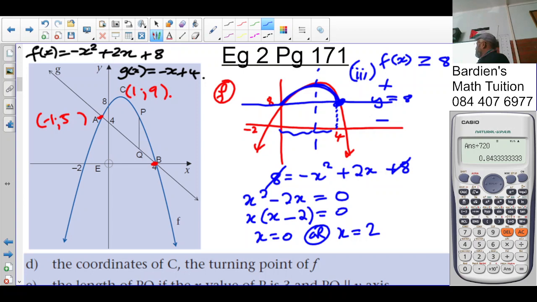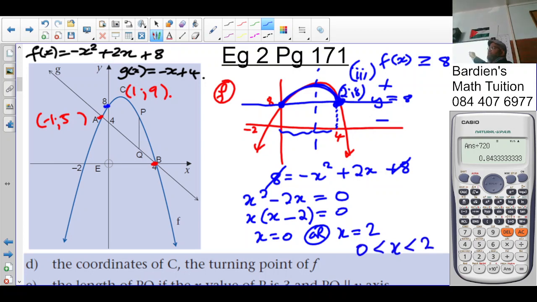Why are there 2 values? There's 2 points of intersection, and 2 points where it's equal to 8. (0; 8) and (2; 8). Can you see that? So if it's a continuous solution, it's going from 0 till 2. So x is greater than 0, but less than 2.